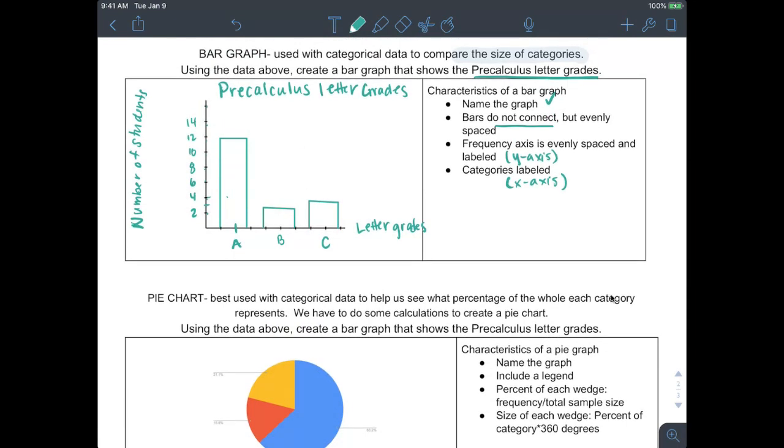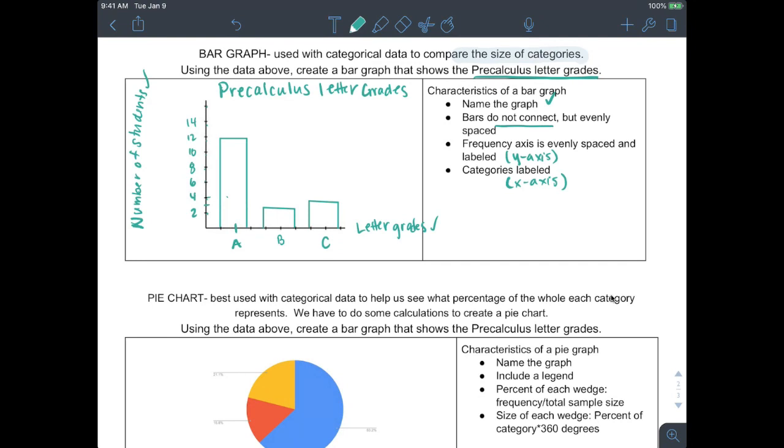Are my bars not connected? Yes, they are not connected. Are they evenly spaced out? They're pretty evenly spaced out. Okay. The frequency axis is evenly spaced by 2, 4, 6, by even numbers. And I clearly labeled what the frequency axis represents. And I've labeled what the categories are and what the axis represents.